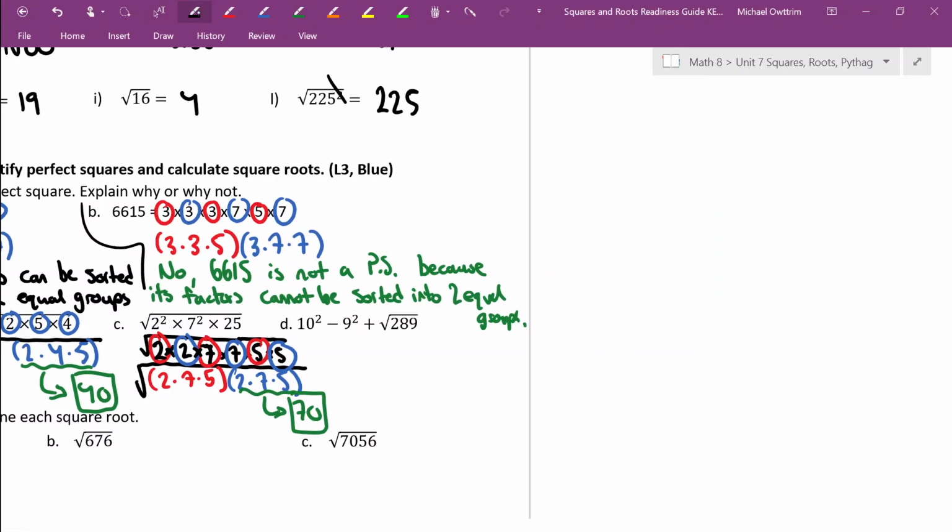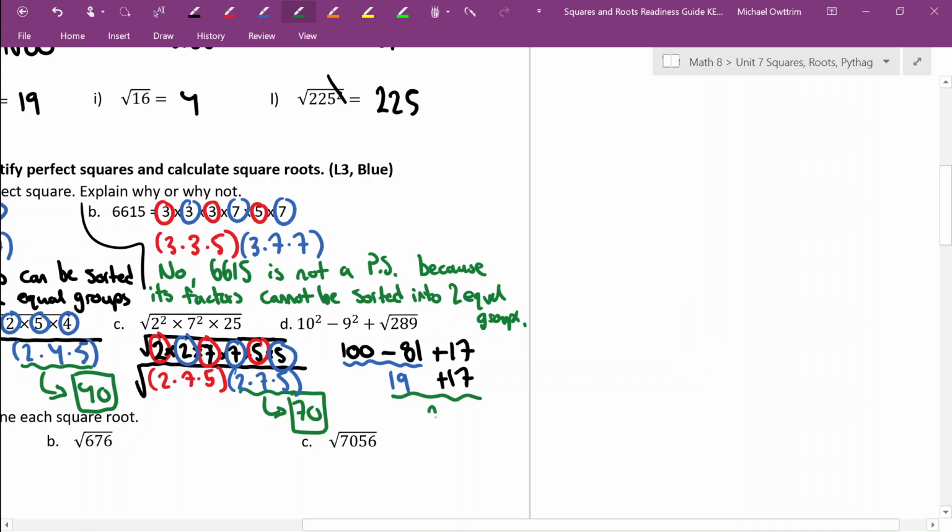Last one here, we just have a calculation. We know in a calculation with more than one operation, we follow BEDMAS order. So 10 squared is 100, 9 squared is 81, and the square root of 289 is also an exponent, so that is going to be done before the addition or subtraction. 289 is made from 17 multiplied by itself, so the square root of 289 is just 17. Now we're going to calculate in BEDMAS order, so 100 take away 81 is 19, and 19 plus 17 gives us an answer of 36.